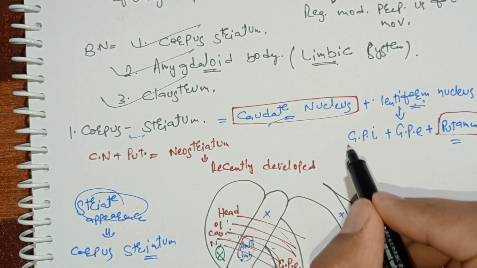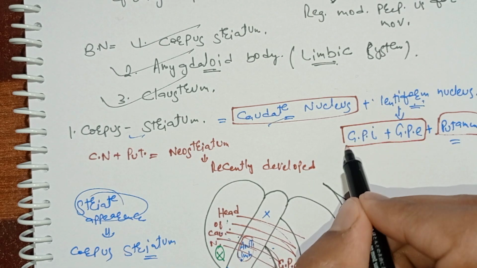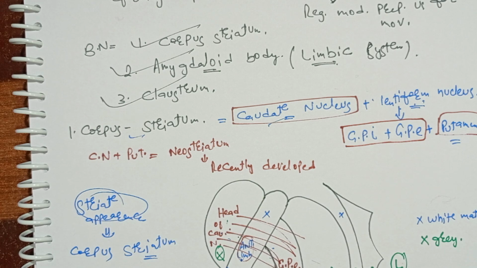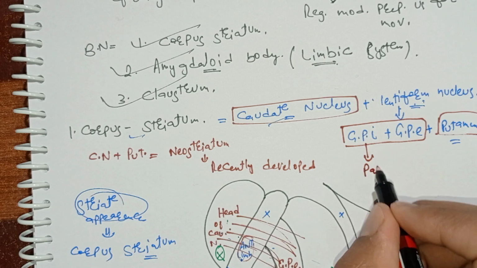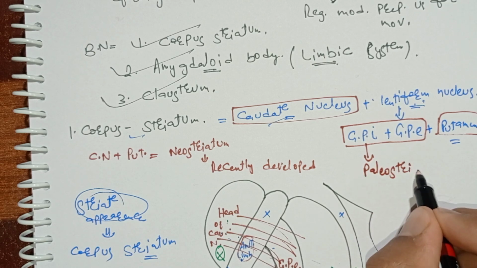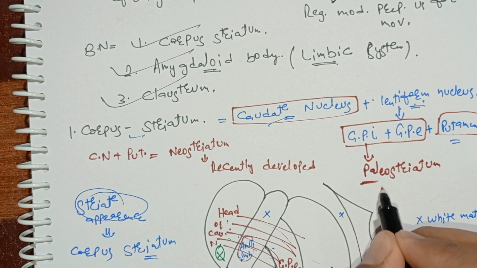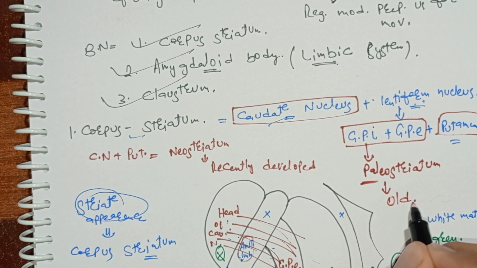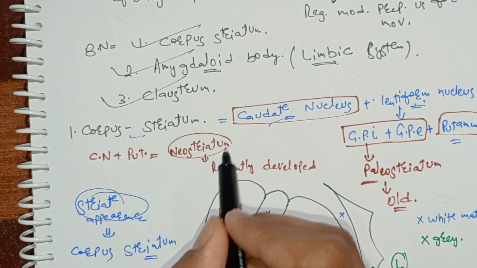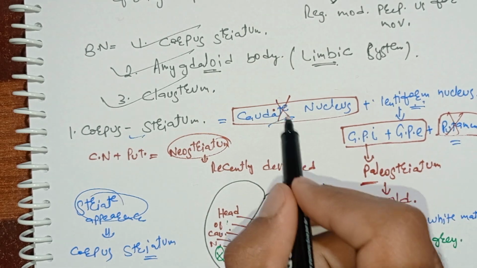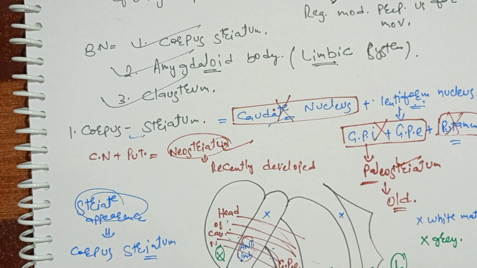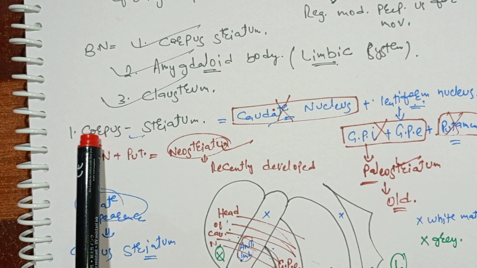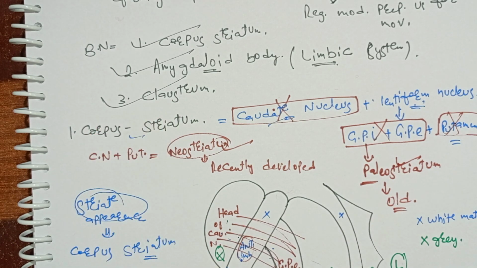And the remaining two, globus pallidus internus and globus pallidus externus, or simply the globus pallidus, are known as the paleostriatum. Paleo clearly means old. That means it is phylogenetically old. So these two, this and this, are the neostriatum, while this is the paleostriatum. These are the two morphological divisions of the corpus striatum. So this is the basal ganglia for you.